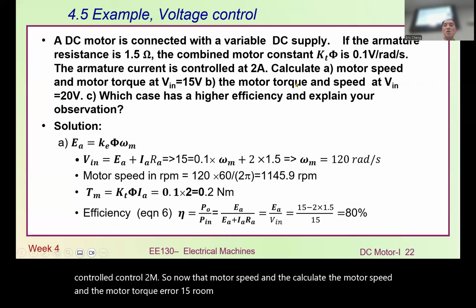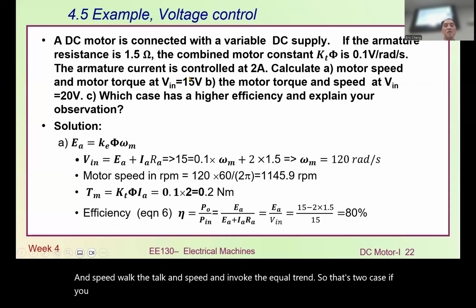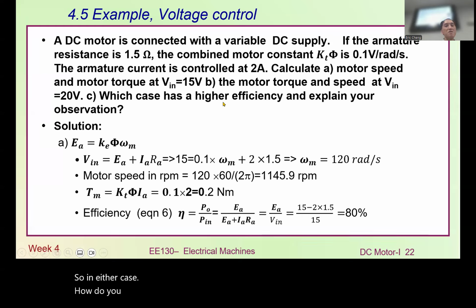And then calculate the torque and speed at input voltage equal to 20 volt. So that's two cases. If you calculate the torque and speed at 15 volt, next, if you want to control them to 20 volt, what will be their parameters? In either case, how do you comment about the efficiency, and explain your observation?